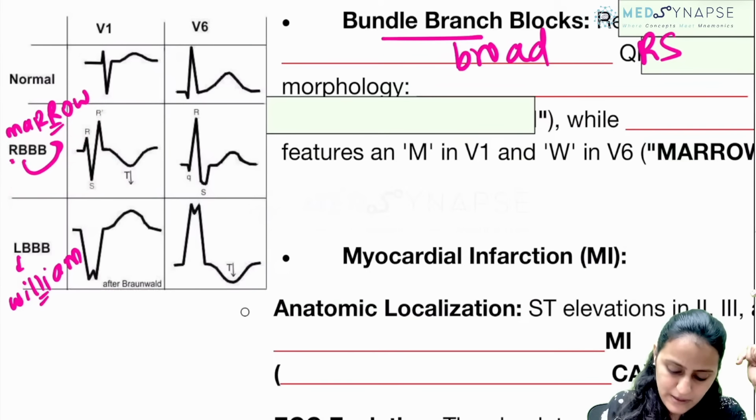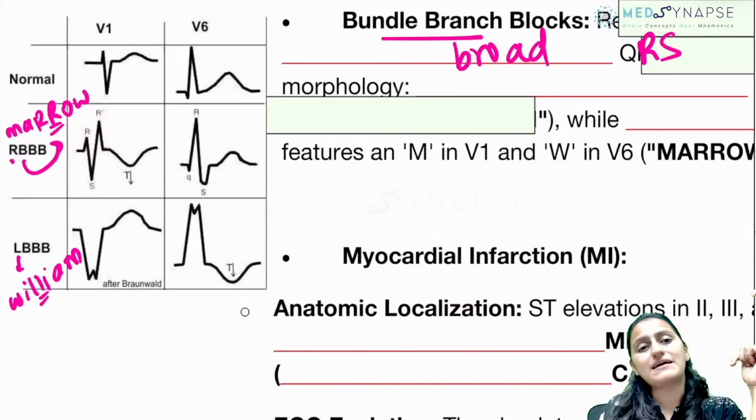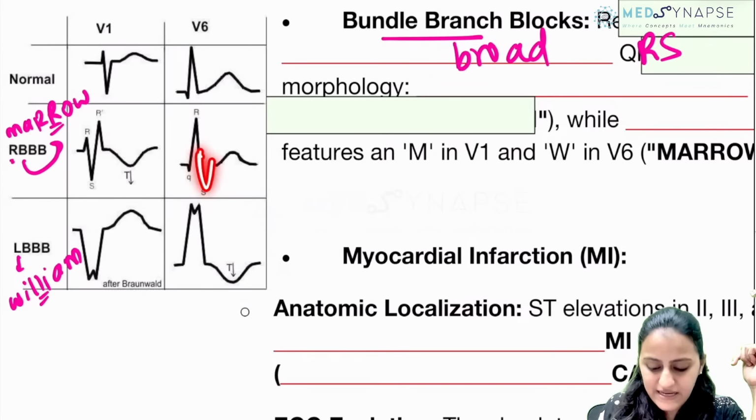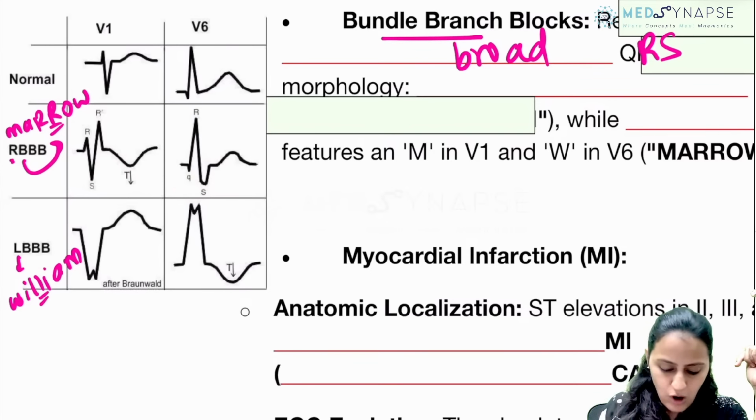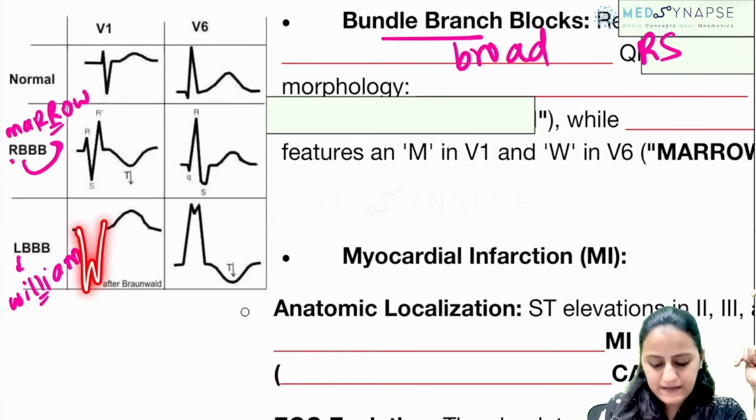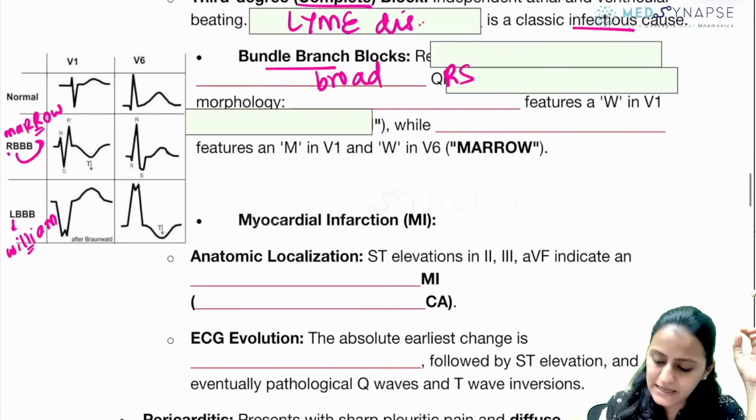So look at this one. This is the M pattern. Okay, this is the M pattern that you are seeing. R, S, R dash pattern. And this is where the S is prominent. This is like called as W pattern. So this is going to be right bundle branch block. Opposite here, if you see in V1, WILLIAM में W in V1 and M in V6, that is going to be WILLIAM, that is left bundle branch block. Okay, clear with everyone?